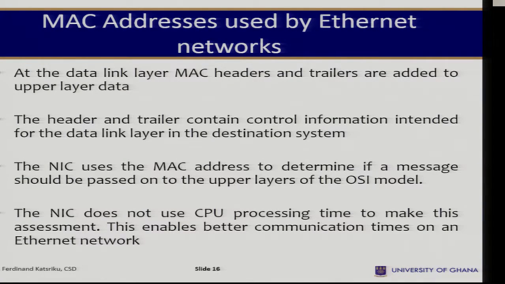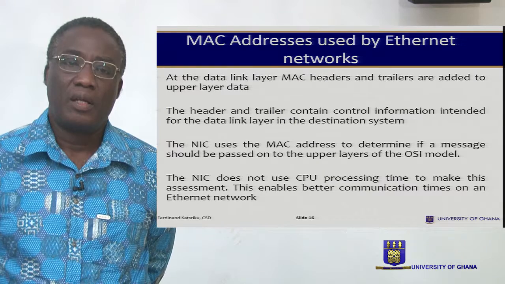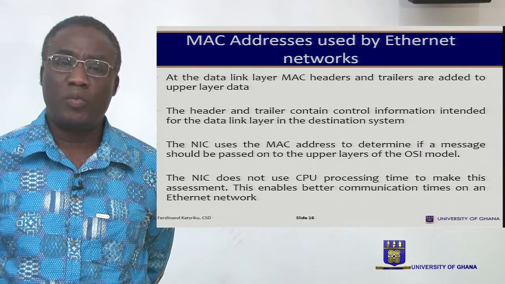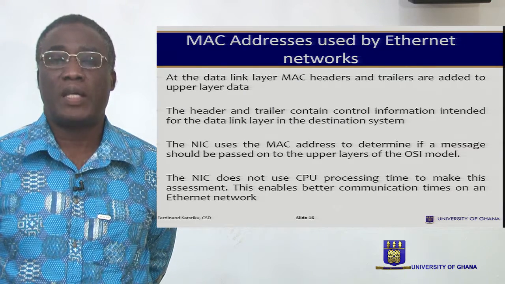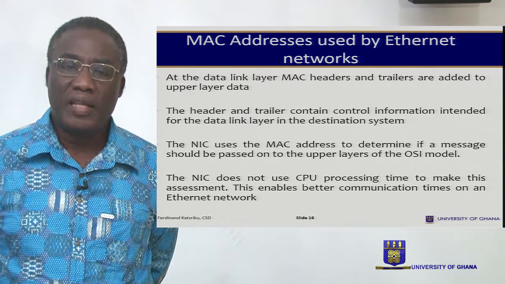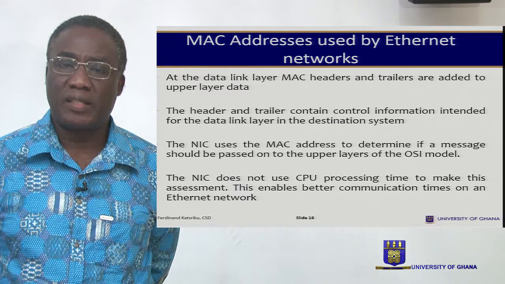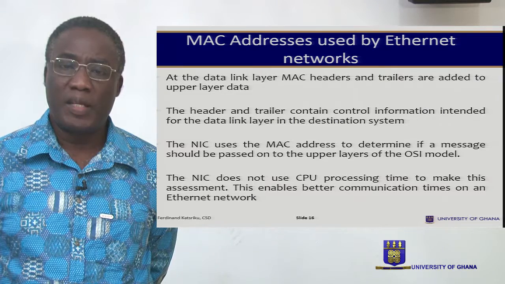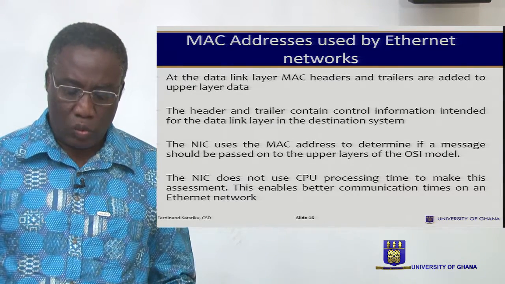At the data link layer, MAC headers and trailers are added to the upper layer data. The header and trailer contain control information intended for the data link layer in the destination system. The NIC uses the MAC address to determine if a message should be passed on to the upper layers of the OSI model. The NIC does not use CPU processing time to make this assessment. This enables better communication times on an Ethernet network.